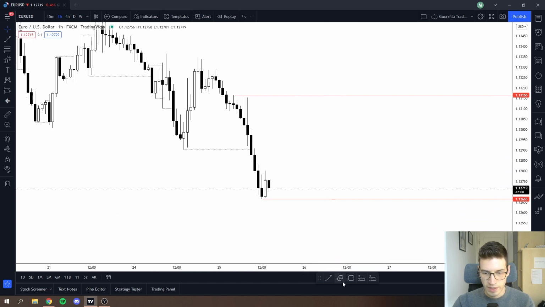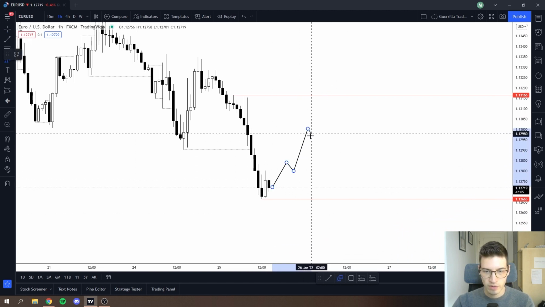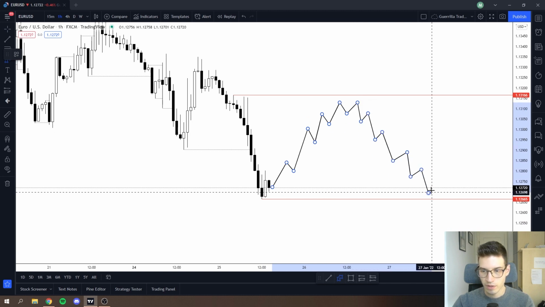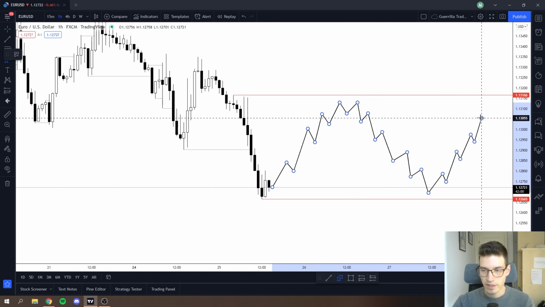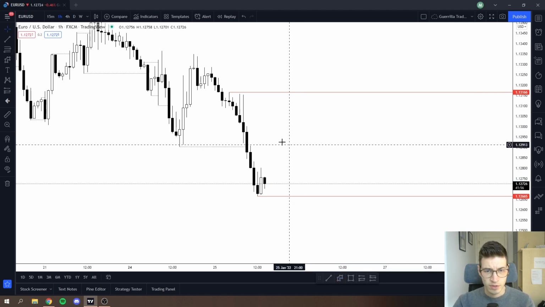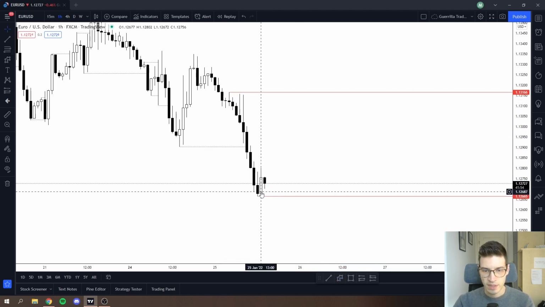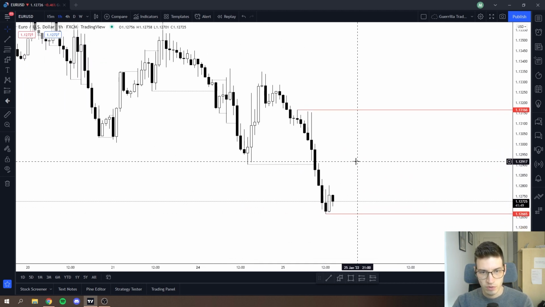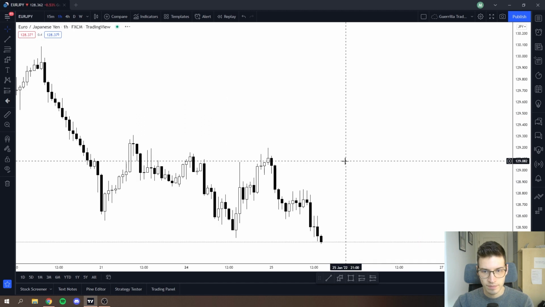Also what can happen is we can just stay ranging between the low and the high. I know that the euro likes to range for a long time, so that is one of the characteristics, and it is also a possibility. But currently I'm liking this large impulse, and I'm seeing if I can get in on a short trade. So yeah, let's move on to the euro and the Japanese yen.